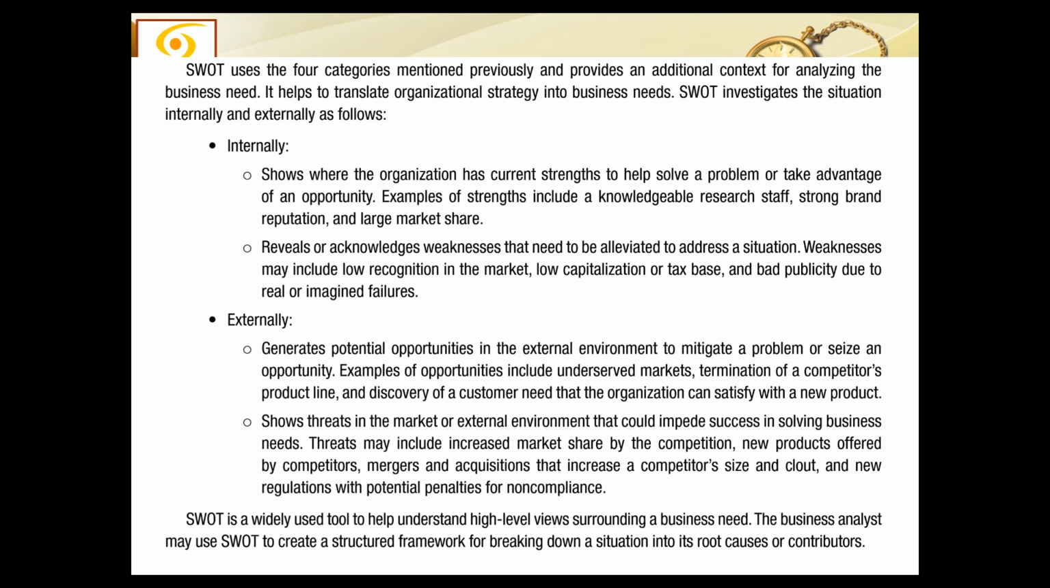They could be underserved markets, termination of a competitor's product line, discovery of a customer, some new technology coming into the industry. So you can take advantage of all these opportunities if you take appropriate steps. So those opportunities must be identified, so we can start thinking about the steps we can take.